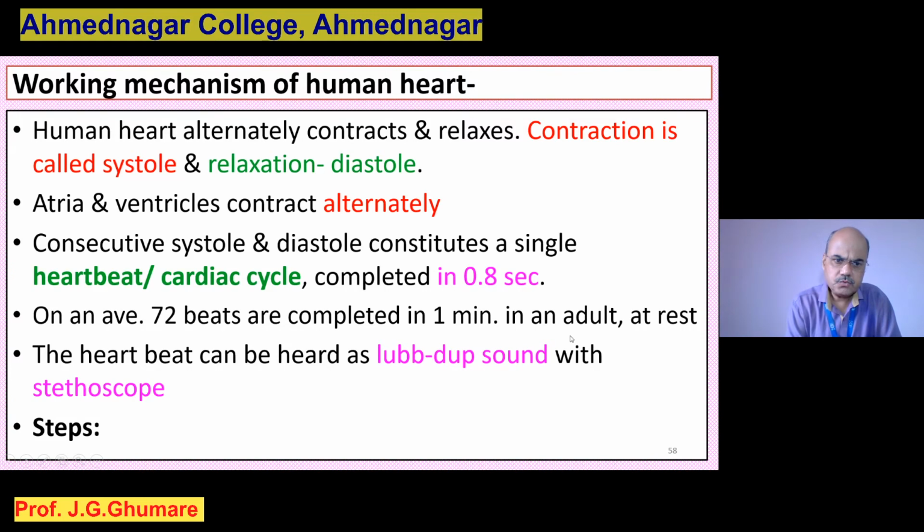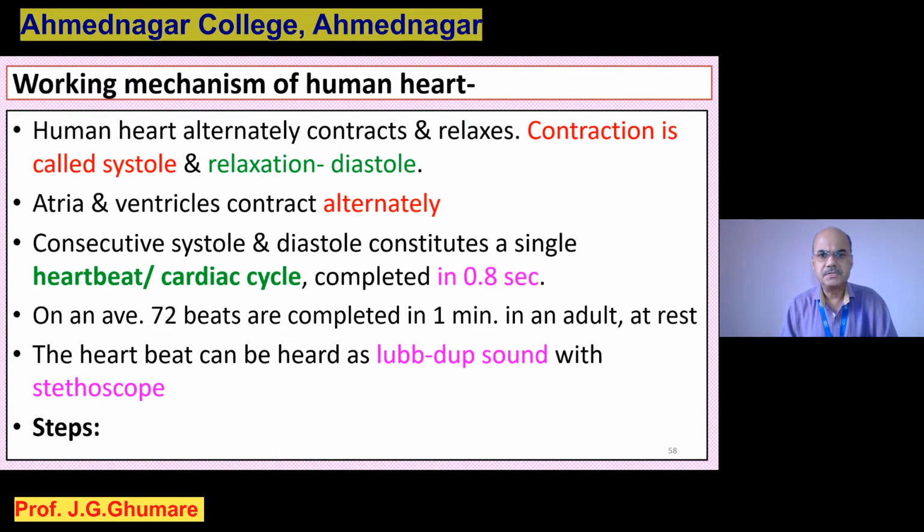Now, this consecutive systole and diastole will constitute one heartbeat or one cycle, which is called the cardiac cycle. I'll repeat, contraction of the auricle, contraction of the ventricle and their relaxation will create one cycle. This is called one heartbeat. We also call it a cardiac cycle. We say 70 to 72 times per minute. And if we calculate, one cardiac cycle is completed in 0.8 second only. On an average, we say 72 beats are completed in 1 minute in an adult when the person is at rest and healthy.